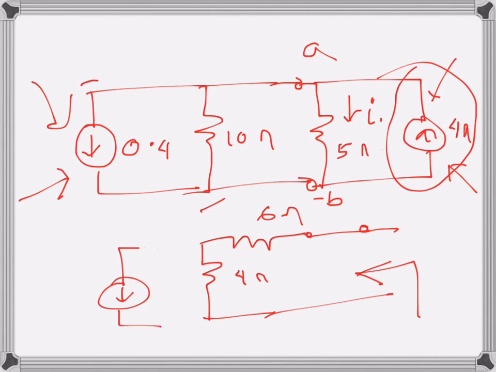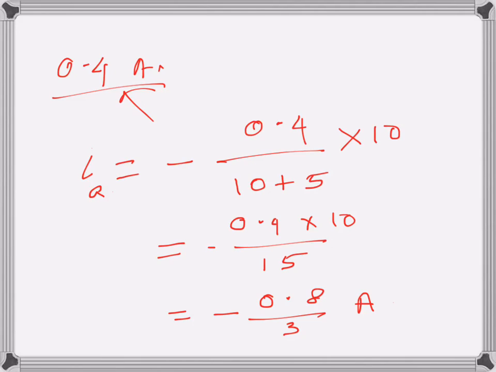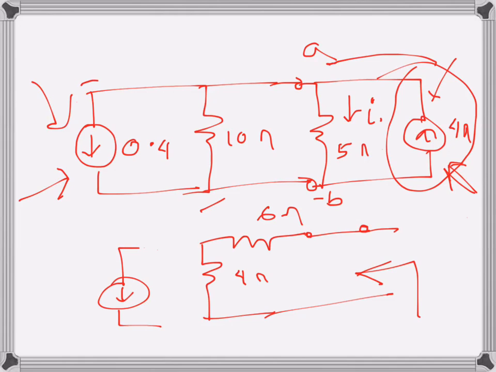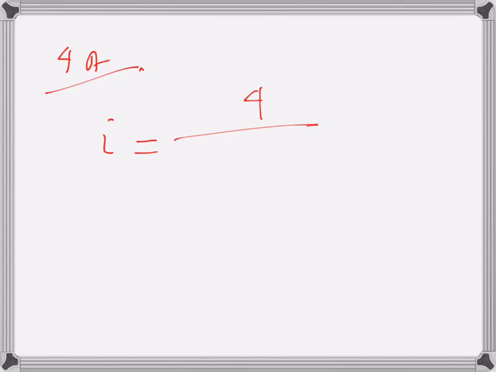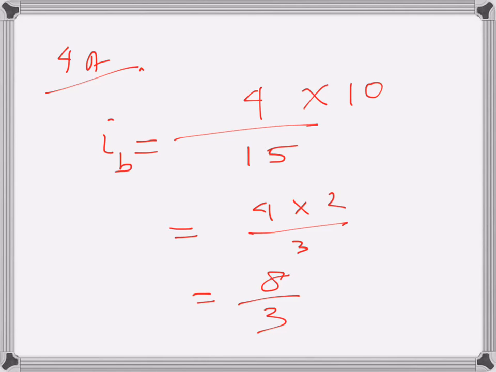Now I need to consider this source, which is 4 amps. When I consider that, this time the current I will be positive because this is going in this direction. So 4 here, and again there are two parallel branches, 10 and 5, so that's 15, multiplied by the other branch, just the same as before, only the value of the current source is changing. So that's 2 over 3, so that's 8 over 3, and I'm calling it IB.